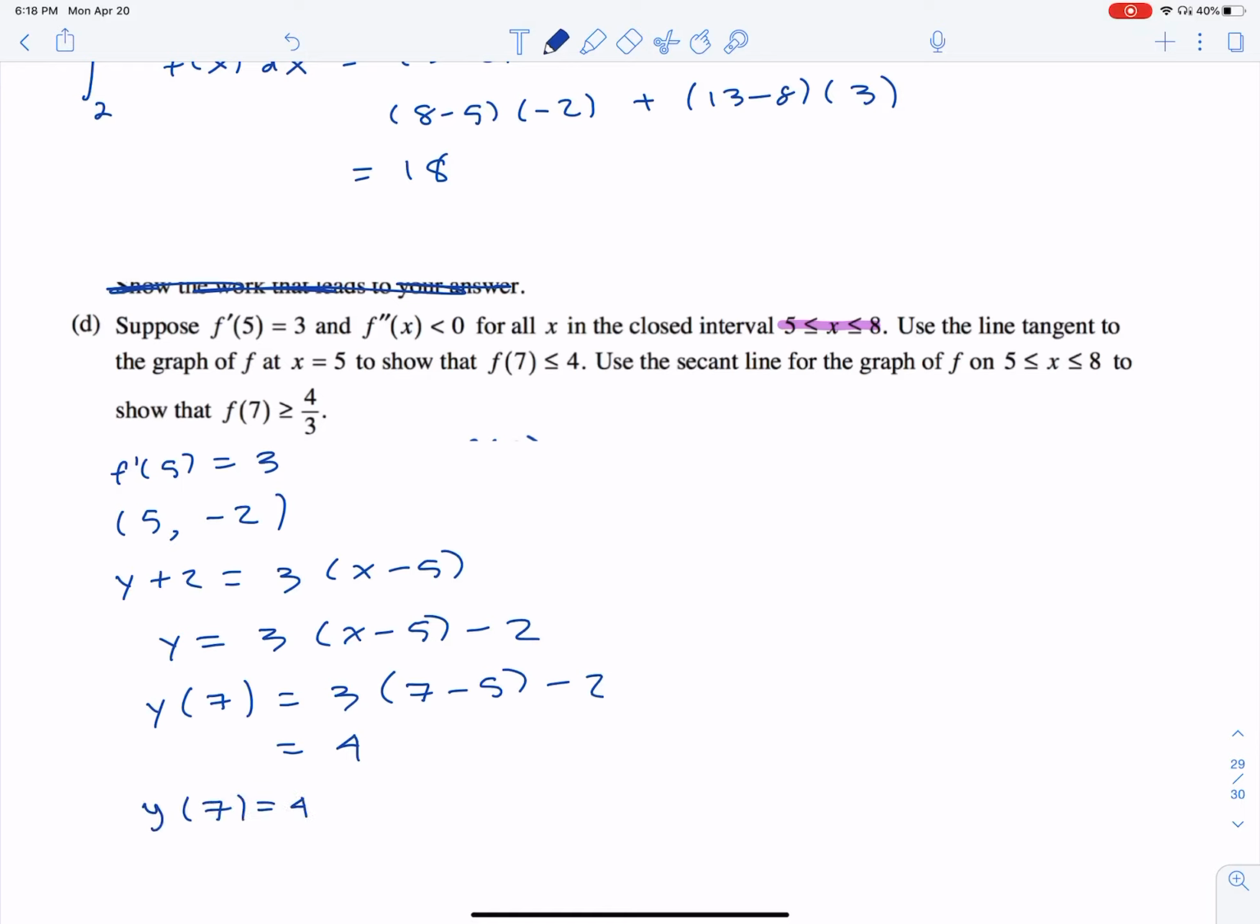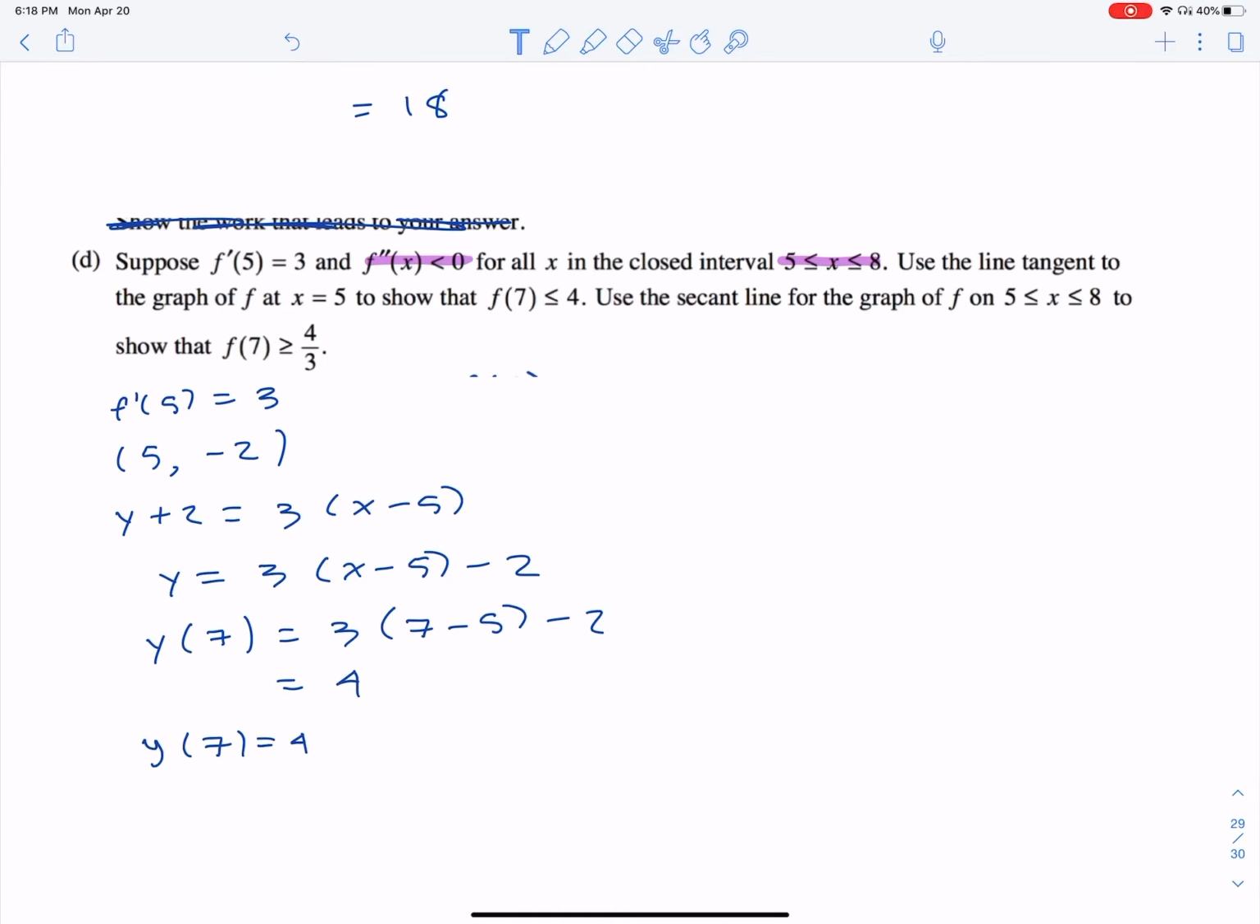Okay, now we know that y of 7 equals 4, but how do we know that it's less than that and not greater than that? Well, that's where the concavity is really important. We were told that this function is concave down. What does that mean? That means that any tangent line on the interval from 5 to 8 will lie above the graph. Therefore, since the line lies above the graph, and we evaluated the line at x equals 7 to be 4, the largest value that we can possibly get for the function is that number 4.